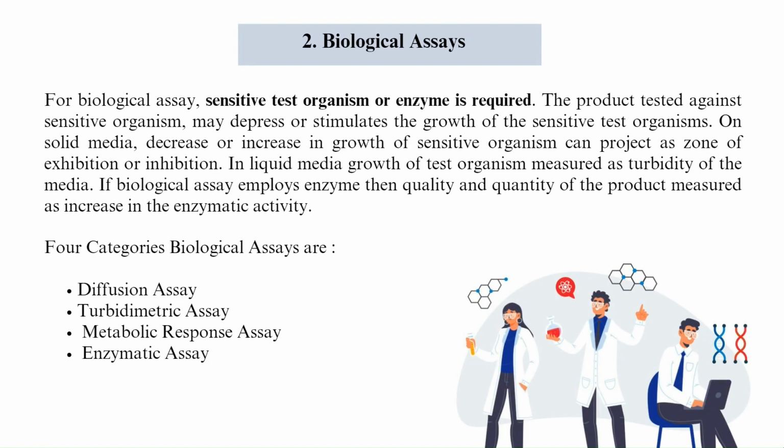Biological assays. For biological assay, a sensitive test organism or enzyme is required. The product tested against the sensitive organism may depress or stimulate the growth of the sensitive test organism. On solid media, a decrease or increase in growth of the sensitive organism can project as a zone of inhibition or stimulation. In liquid media, growth of the test organism is measured as turbidity of the media. If the biological assay employs an enzyme, then the quality and quantity of the product is measured as an increase in the enzymatic activity. By category, biological assays are diffusion assay, turbidimetric assay, metabolic response assay, and enzymatic assay.